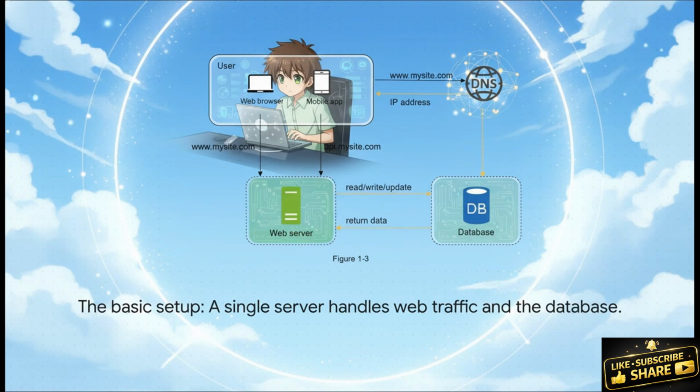This diagram really shows you just how straightforward it is at the start. So, a user types your website into their browser. A service called DNS, which is kind of like the internet's phone book, finds the IP address for our server. The user's browser then sends a request straight to our server, which does all the heavy lifting. It processes the request, pulls data from its own database, and sends a response right back. One machine doing absolutely everything.